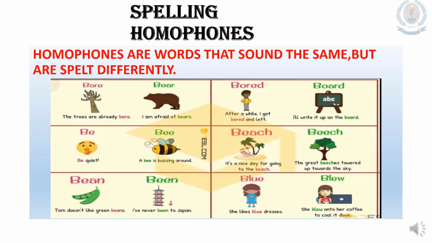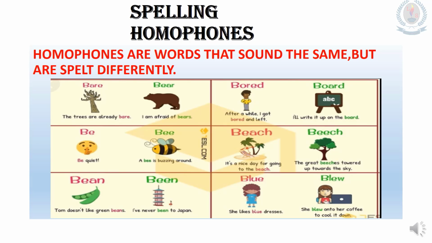On page number 48, children, there is the spelling part, and homophones are there. What are homophones? Homophones are words that sound the same but are spelled differently. You can see some homophones there.